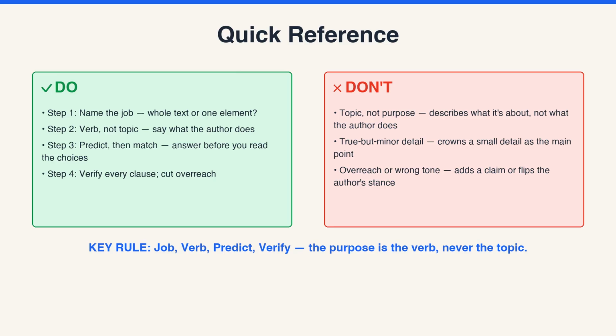Watch out for topic, not purpose. Describes what it's about, not what the author does. True but minor detail crowns a small detail as the main point. Overreach or wrong tone adds a claim or flips the author's stance. Key rule. Job, verb, predict, verify. The purpose is the verb, never the topic. Screenshot this and run it on every text structure and purpose question in your next practice set.